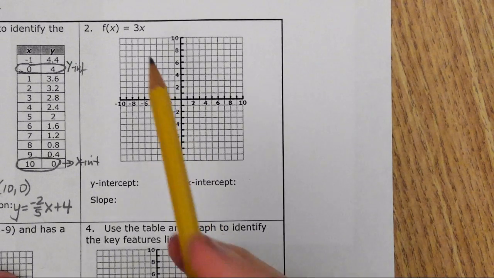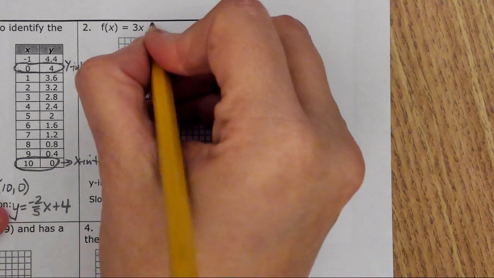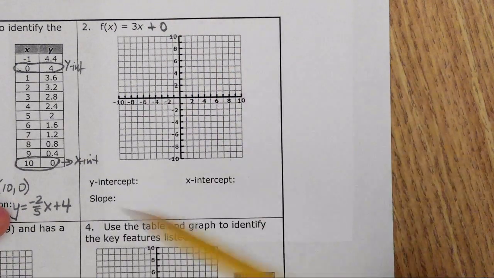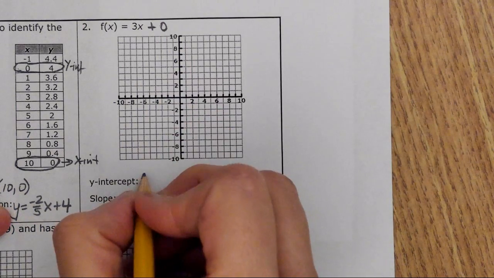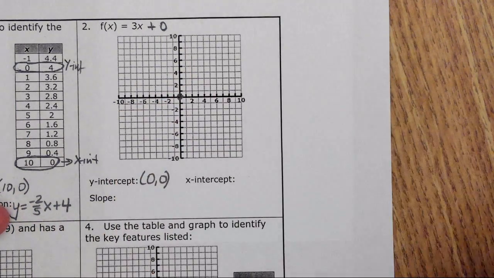y-intercept. Now let's look at this one. Now this one doesn't have a constant or y-intercept listed. So if you want to, you can write 3x plus 0, just to help you keep straight. Since we're trying to identify these key features, if I know that my y-intercept is 0, that means its address is 0, 0, which is the origin. So that means I'm going to start graphing my points at the origin.